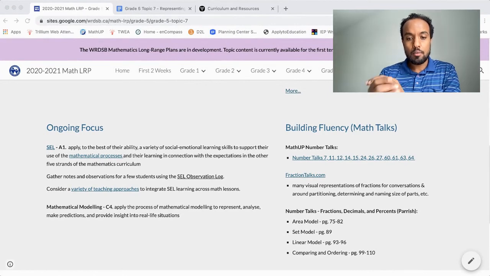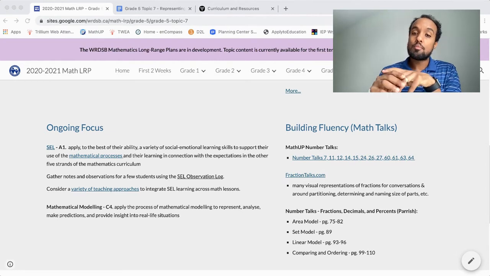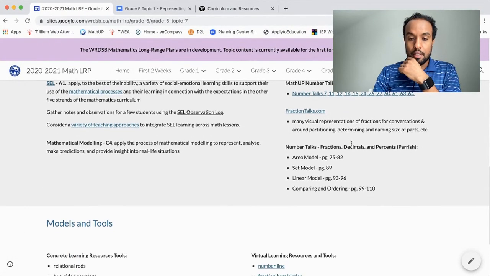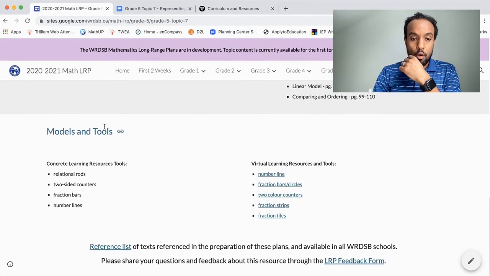we can see that there's some fluency tests available that have a few areas. And here we've got correlating fluency tests from Math Up, Number Talks, and some Number Talks fraction talks from fractiontalks.com. And if you scroll to the very bottom, beyond that, you'll see some resources, models, and tools, some that you might use that are in person, but the key here is some of the virtual resources and learning tools that are available for you, as always.